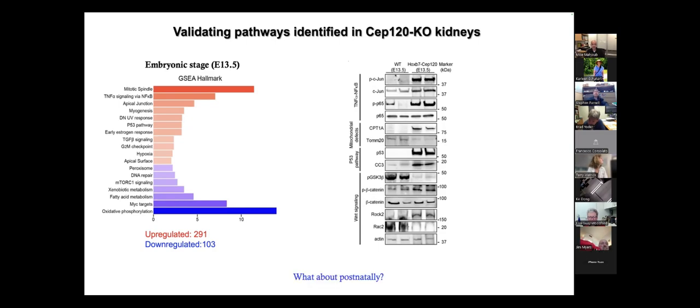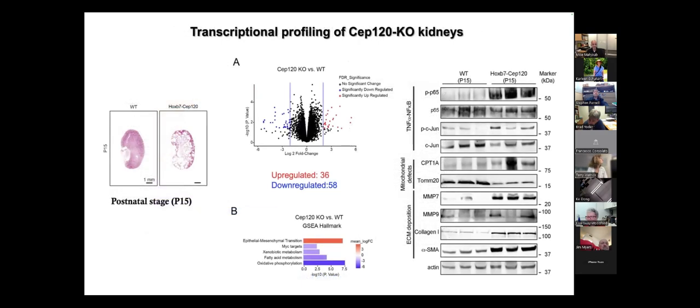And then we said, well, what about postnatally? What pathways are affected there? And for this, we took the whole kidney. In this case, the Cre's expression of GFP is no longer active. So we couldn't FACS sort and enrich for the centrosomal cells. So we had to basically just mash up the whole kidney. And so you get a mix of centrosome-containing and centrosomal cells. So the signal to noise is not as good.